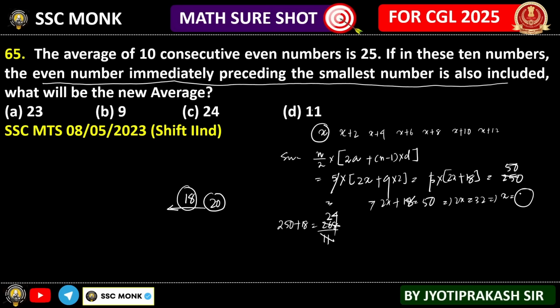So x is equal to 16. So if x is equal to 16, the preceding number will be 14. So this is 164. So if this is 164, 11 2s are 22, 4 4, 11 4s are 44. So answer option C. Clear?